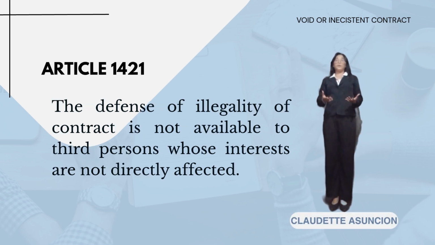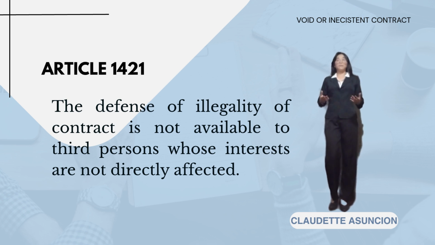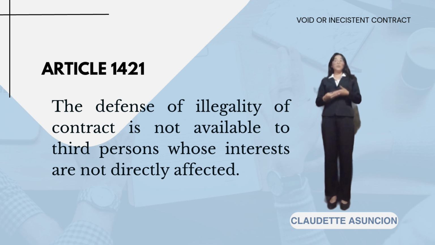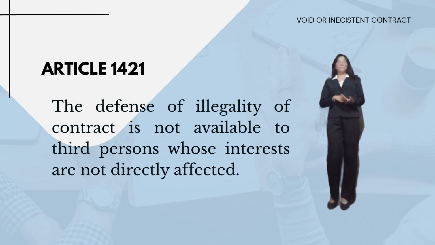Article 1421. The defense of illegality of contract is not available to third persons whose interests are not directly affected. Only those who are directly involved in the contract or whose rights are directly impacted by its illegality can argue that the contract is void due to being against the law. Outsiders who have no direct stake in the contract cannot use its illegality as a way to interfere with it.